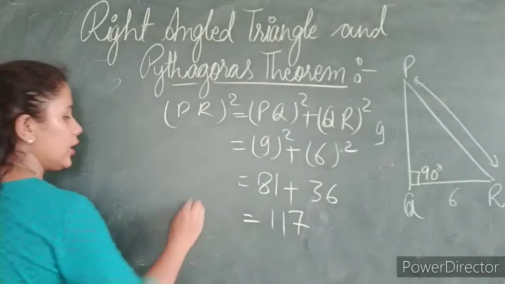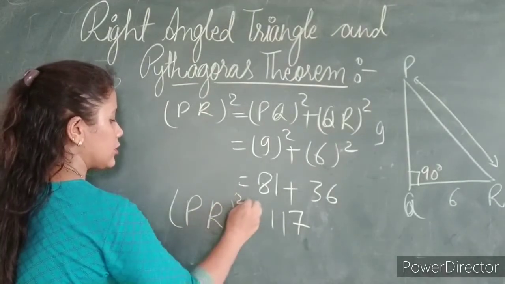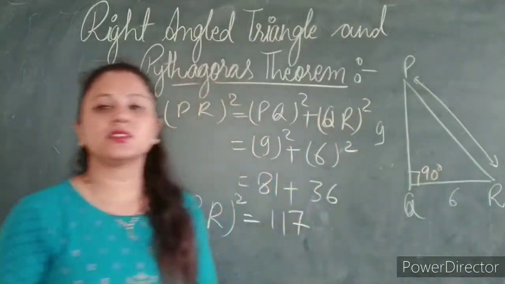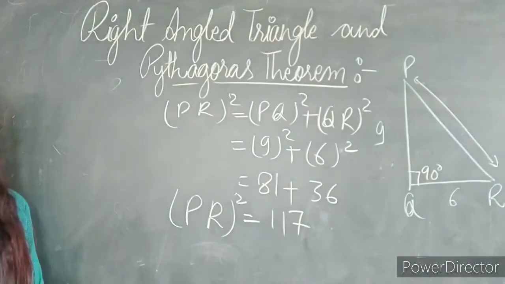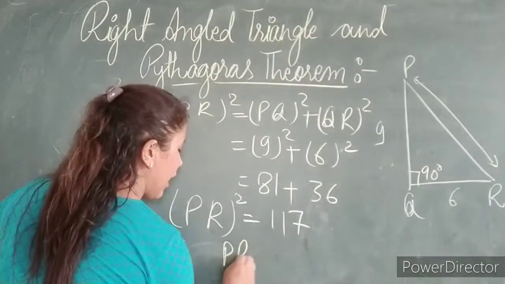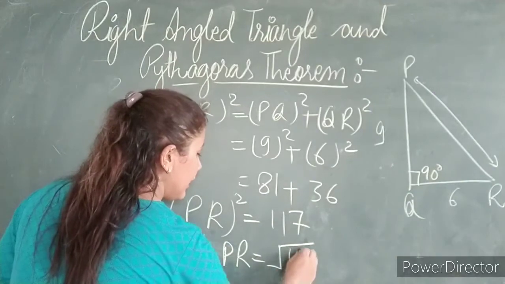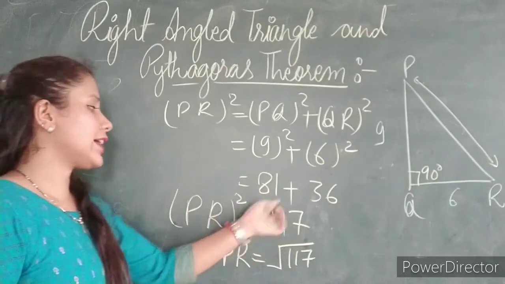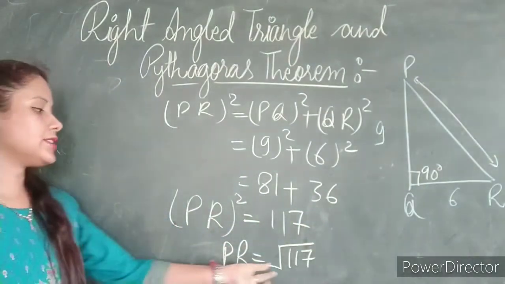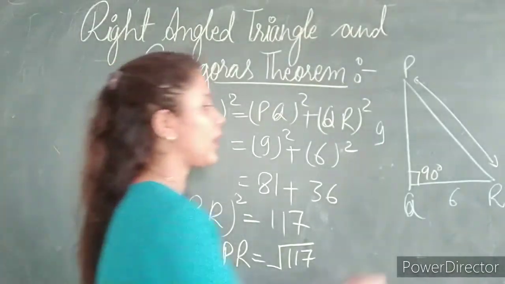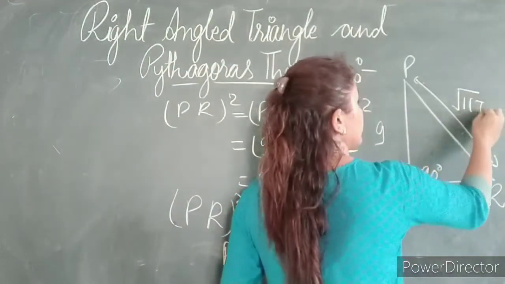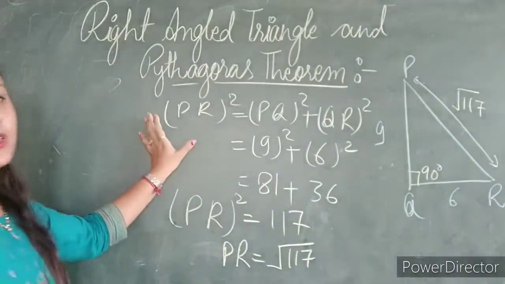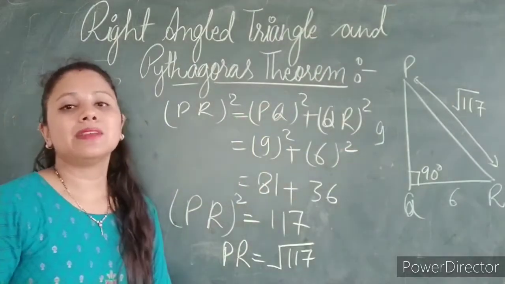Clear? So here PR square is equal to 117. The square of your hypotenuse is 117. So we can say that PR is equal to root 117. Clear? The square, if we remove it from here, the other side goes under the root. So the value of PR is equal to root 117. Clear? So by using the Pythagoras theorem, you can identify any missing side also.